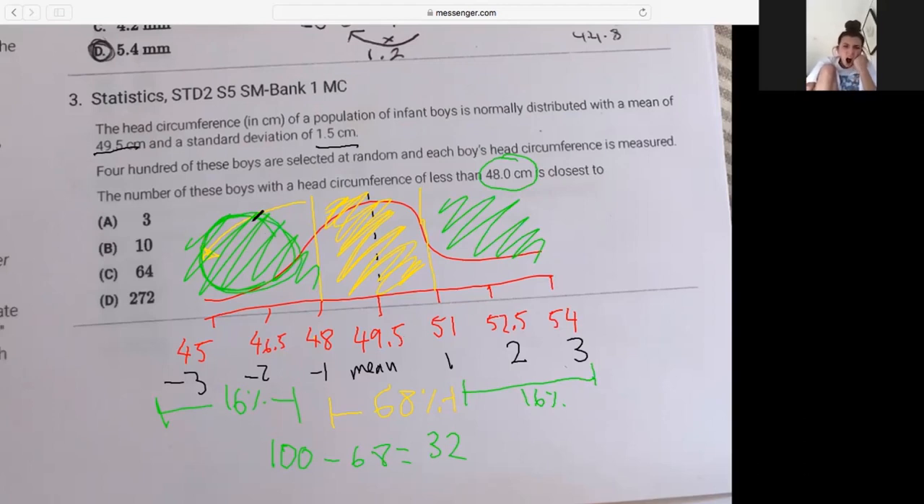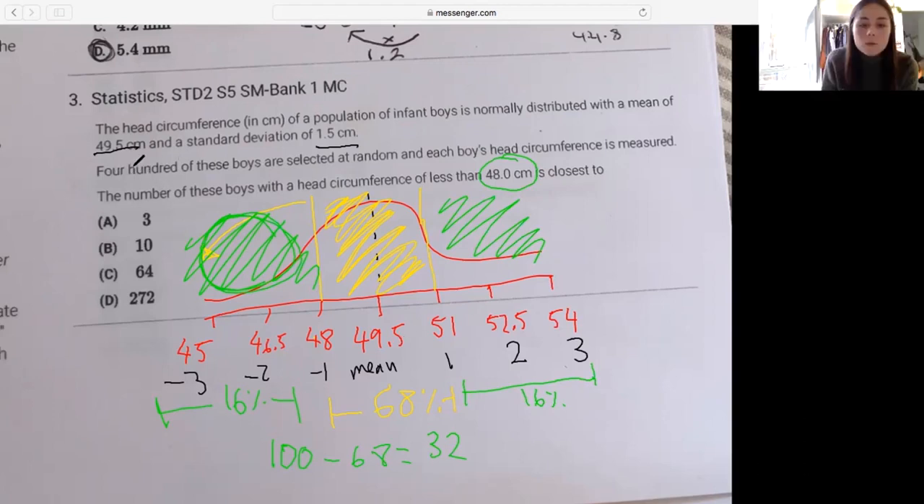Okay. And so then it says 400 of the boys. And so we want to know what 16% of 400 is. So 400 times 16% is 64. So where can I write that here? 400 times 16% equals 64. So the answer would be C.